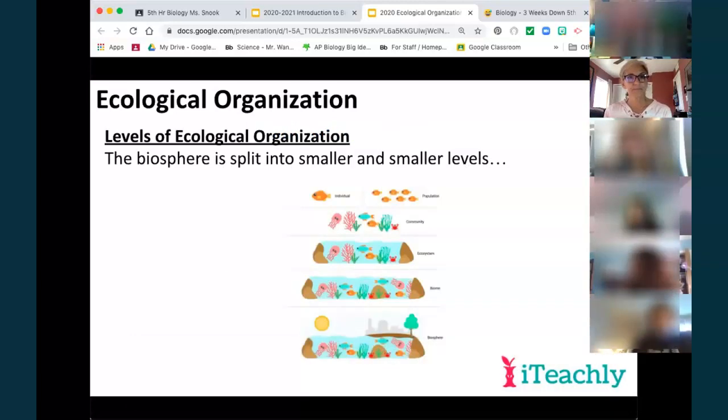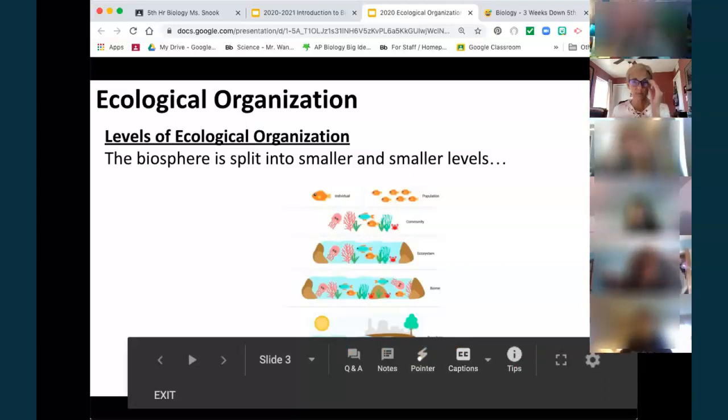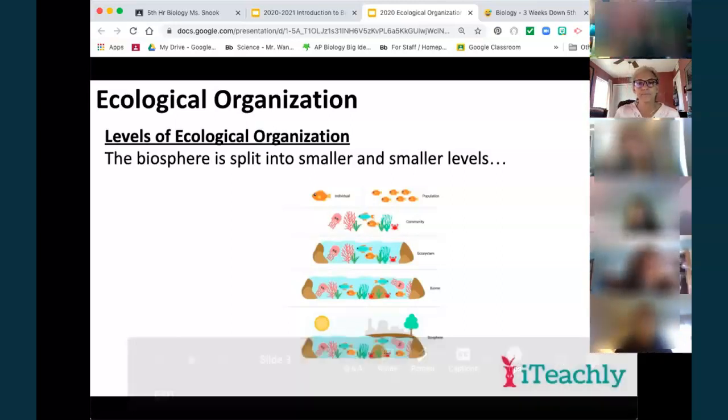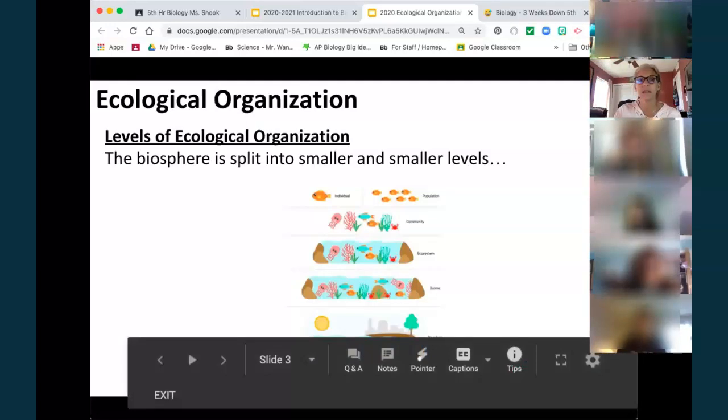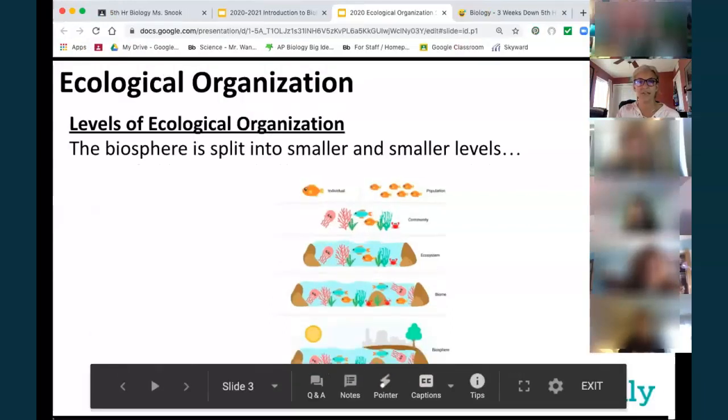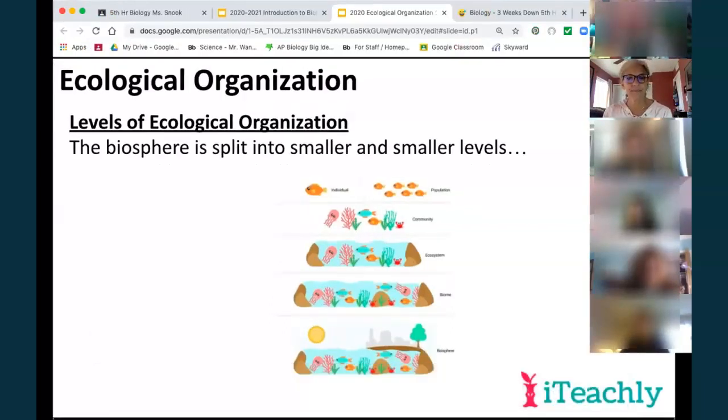So we talked about the biosphere down at the bottom here, right? The whole globe that supports Earth. And as we move up or down, we can break it down: the biosphere is made up of several different biomes. Then we take the biome and break it down into ecosystems, and you take ecosystems and break them down into communities, break those down into populations, break those down into individuals.